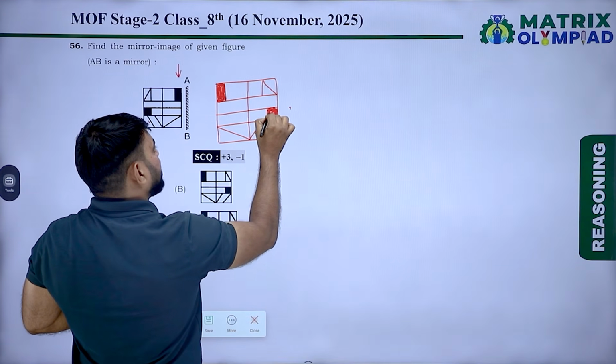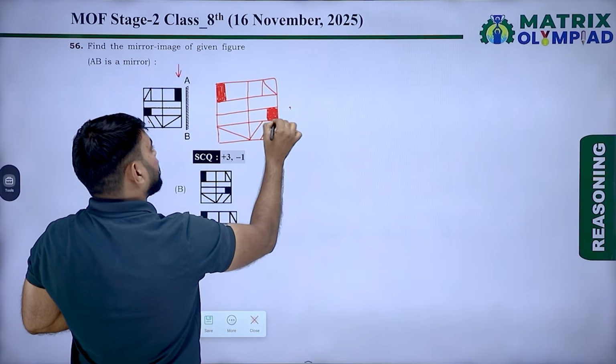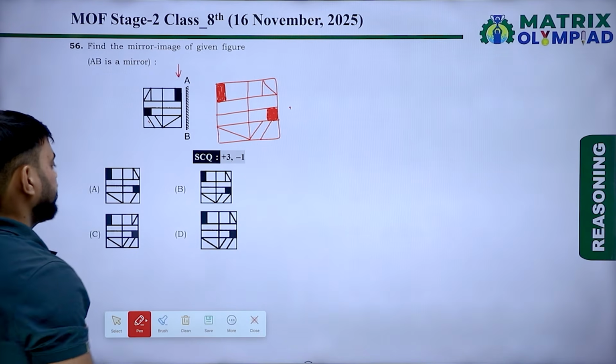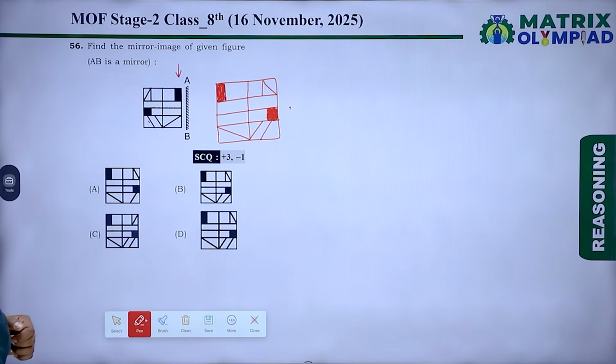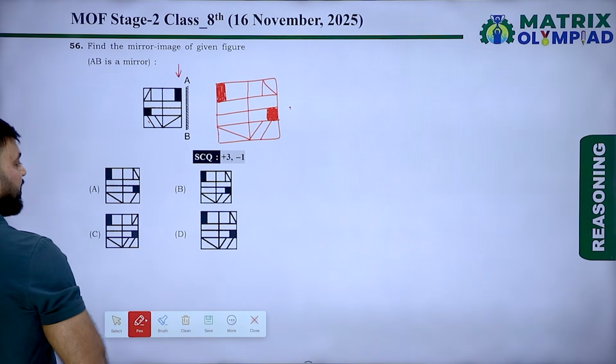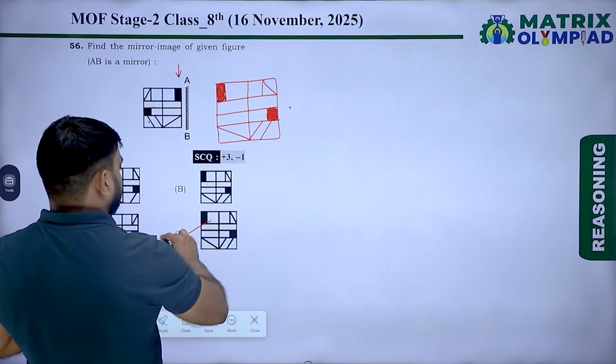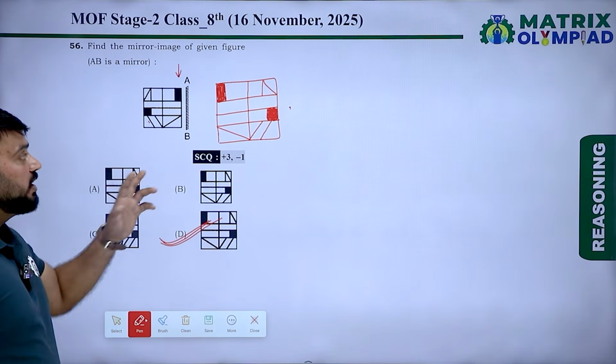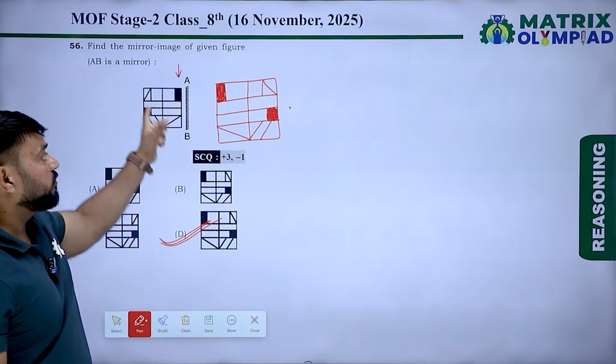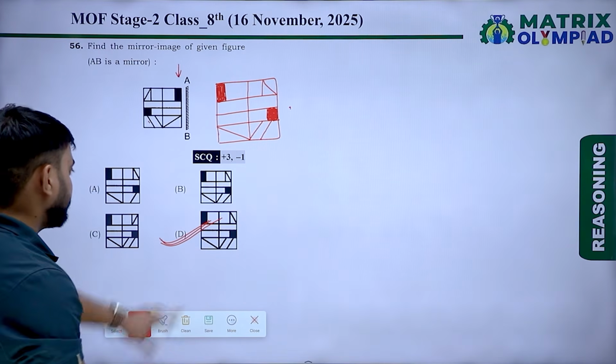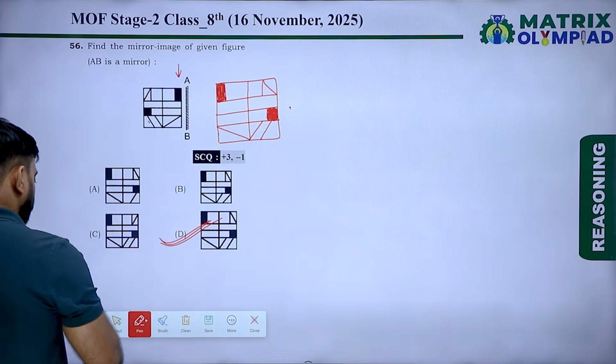So this is the correct mirror image of given figure. So here option D is the correct answer of this question, because option D shows the correct mirror image of given figure. Let's move on to the next question.